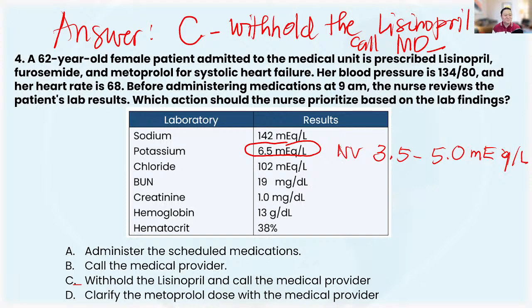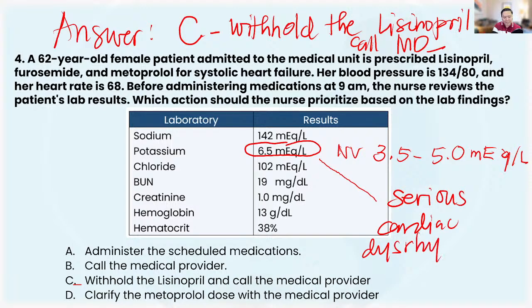I'm sorry. All right, so another reason that we are going to withhold the lisinopril is because the patient's potassium can potentially lead to serious cardiac dysrhythmias. Hyperkalemia can lead to dysrhythmias. So we want to make sure that we are not adding to the insult.